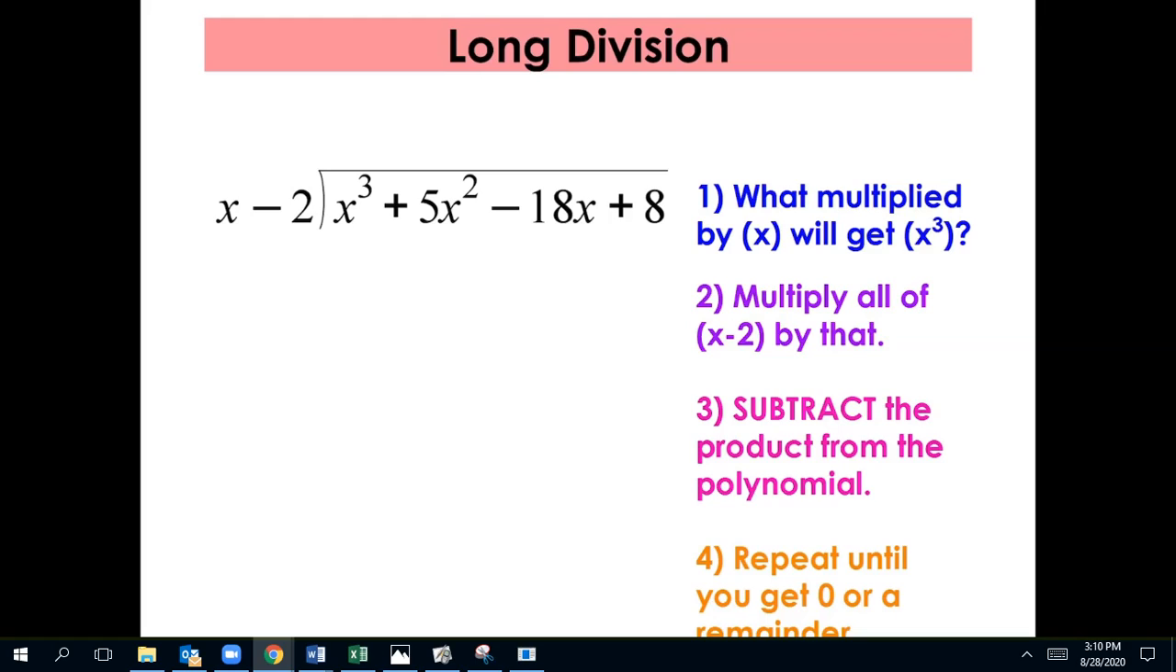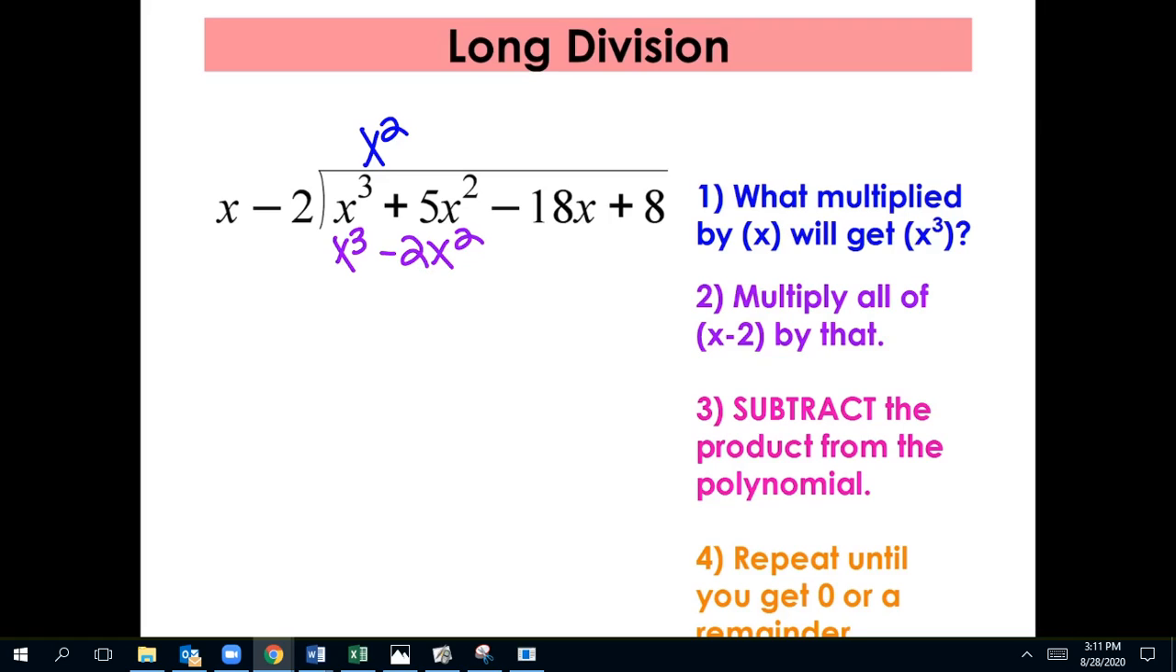So let's start. I have the thing that I'm dividing, what I'm dividing it by, and then we'll have our answer on the top. Let's start with what do we need to multiply x by to get x cubed? That's going to be x squared. So I put that on the top, and then I multiply everything on the outside by the number on the top, just like we did a few minutes ago. So x times x squared is x cubed, and negative 2 times x squared is negative 2x squared.